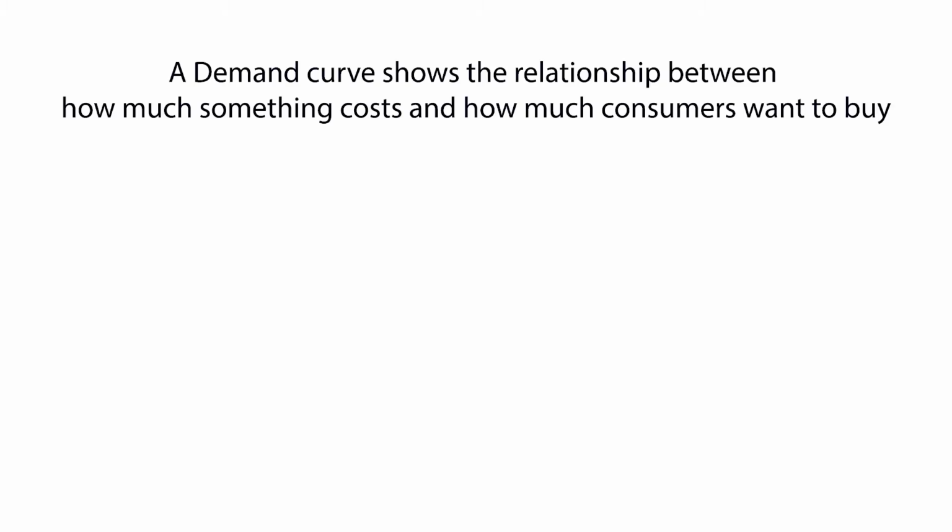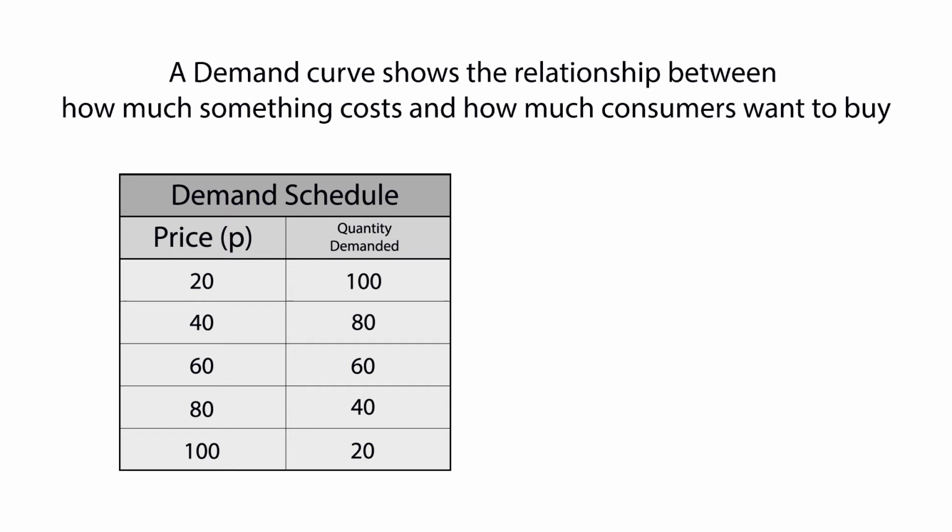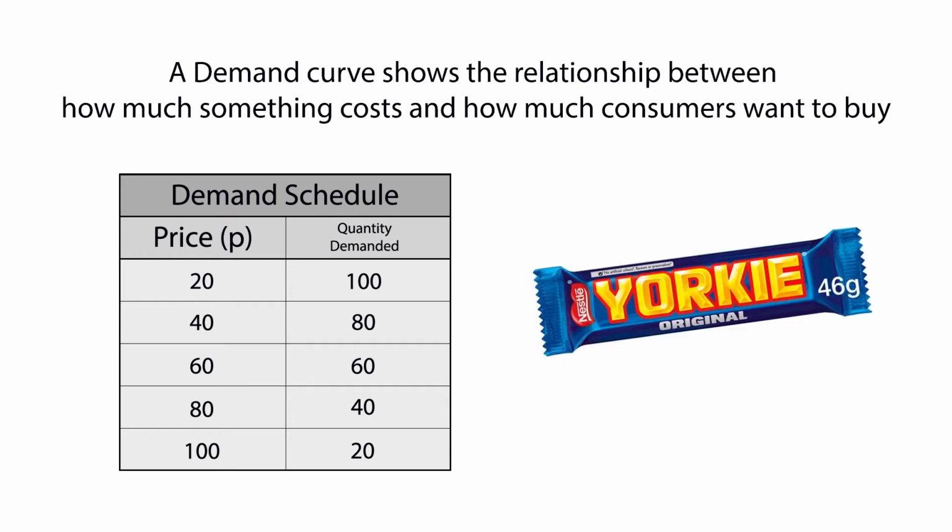So let's move on to demand then. A demand curve is the other side of this transaction. A demand curve shows us the relationship between how much a good costs and how much we as consumers want to buy of that good. And so we can put it in a table much like before, but let's do something different this time. Let's do a Yorkie, for example. And as we can see, this is the example I use in all of my classes.